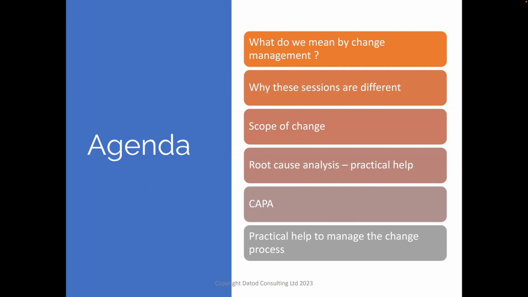In the first couple of slides, we're going to discuss what we mean by change management. We'll lead on to why this session is slightly different in how it approaches change management. What do we mean by the scope of change, in terms of what's up for grabs within the quality system, the remit for change? We'll touch on root cause analysis, which is an important tool in understanding which areas you need to focus on in terms of how you're going to improve them, and the corrective and preventive actions you need to apply. And we'll also come on to some practical aspects of managing change within organizations.